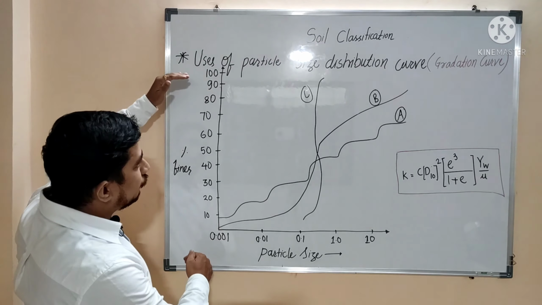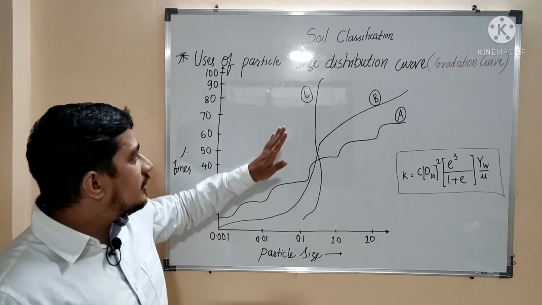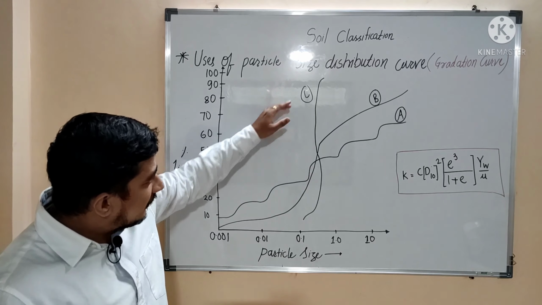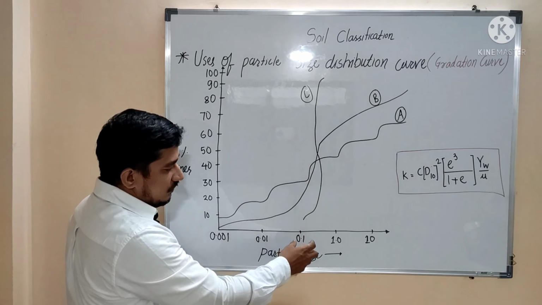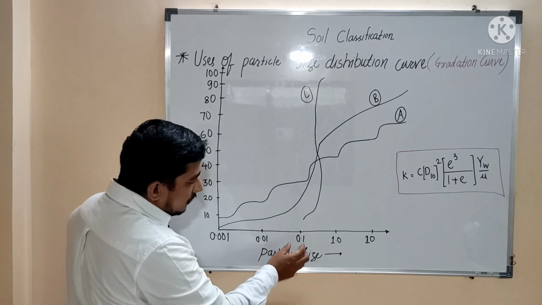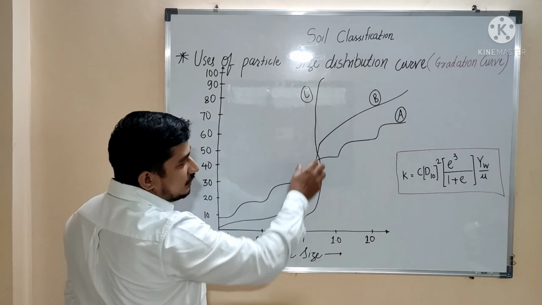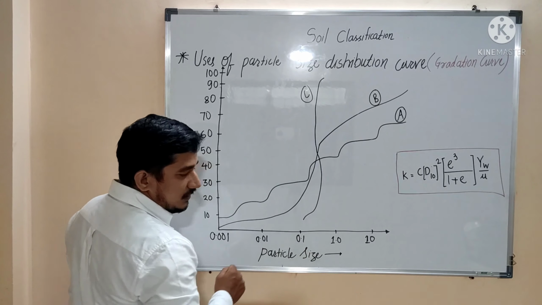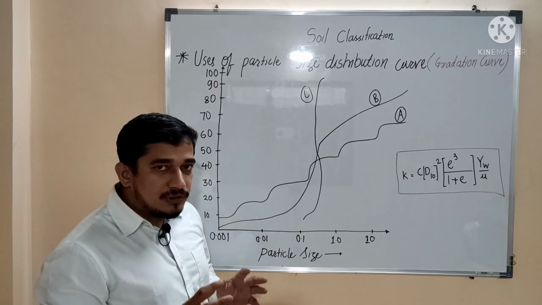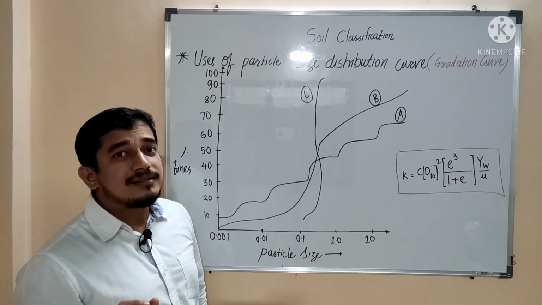The soil represented by B is a well graded soil, and if we consider a curve like C, it is nearly a vertical line. So only some of the particle sizes are covered by this plot. Definitely it is covering all percentage finer, but it is covering only a small part of this X axis, or we can say particle size. So it indicates that within the soil mass only some of the particle sizes are present. So such a soil can be considered as a uniformly graded soil.